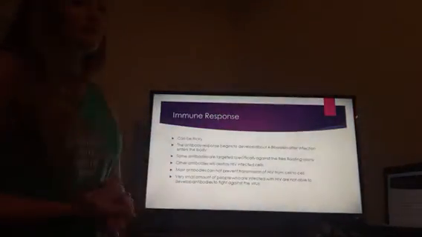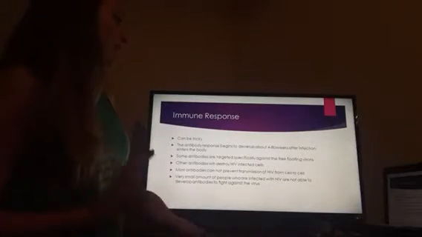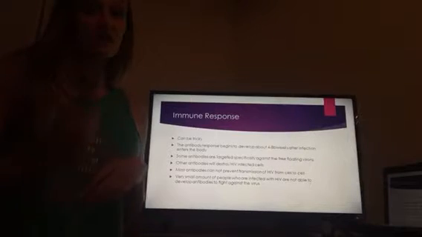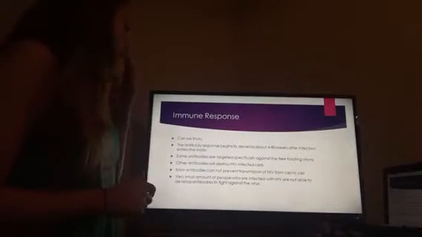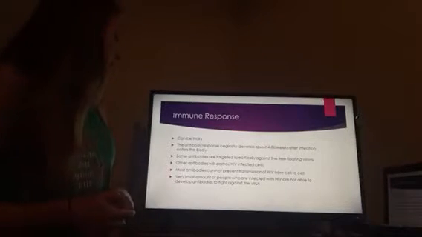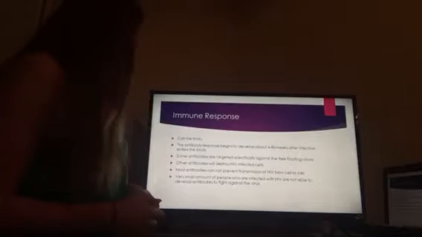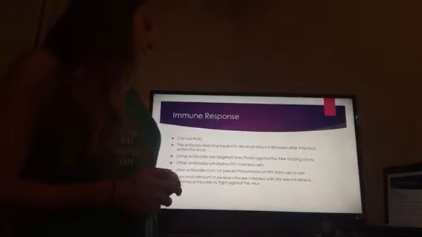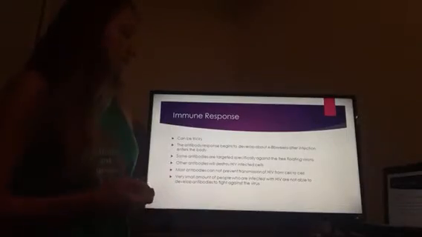The immune response can be very tricky. The antibody response begins to develop about 4 to 8 weeks after the infection enters the body. Some antibodies are targeted specifically against the free-floating virus. Other antibodies will destroy HIV-infected cells. A very small number of people who are infected with HIV are not able to develop antibodies to fight against the virus.